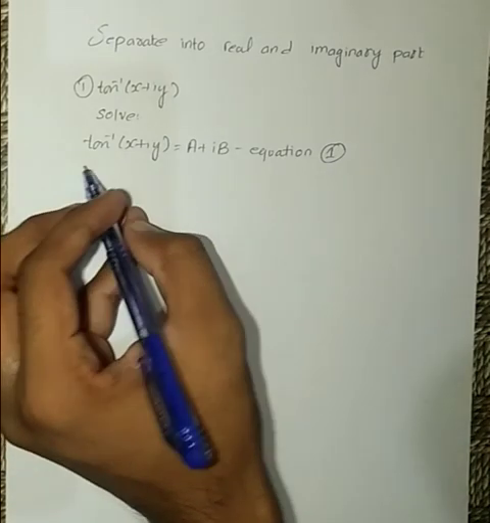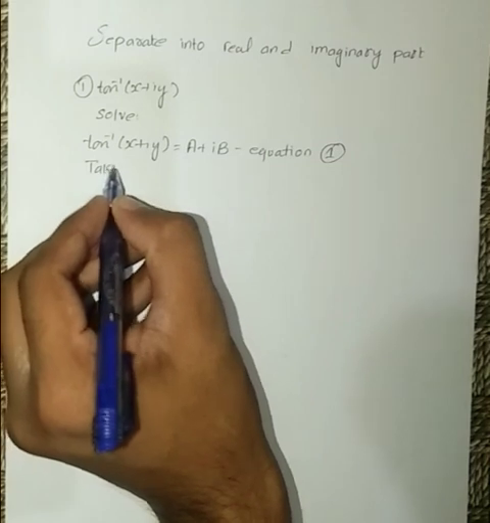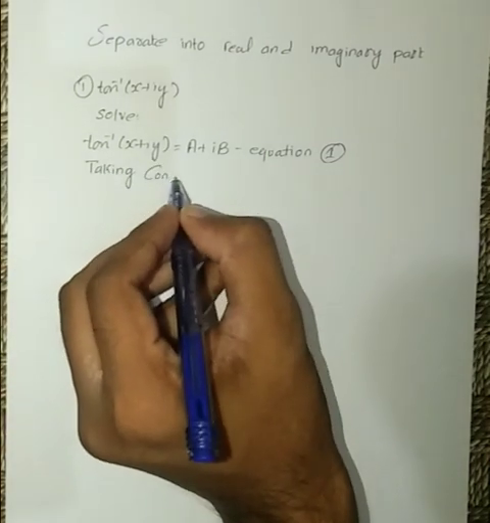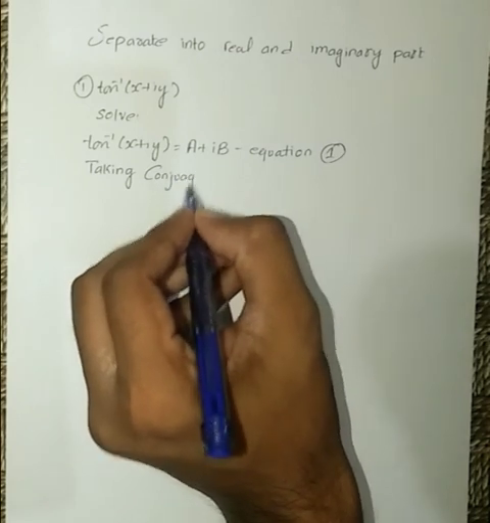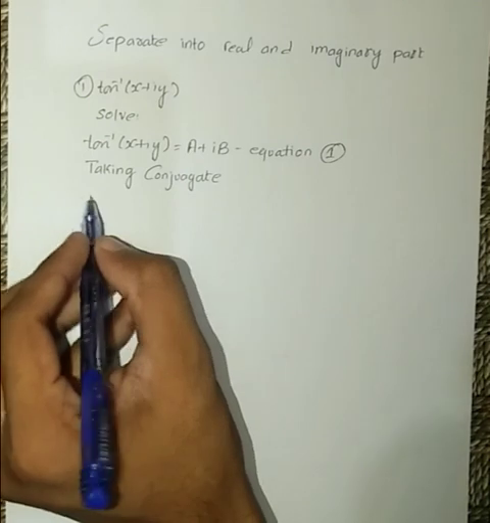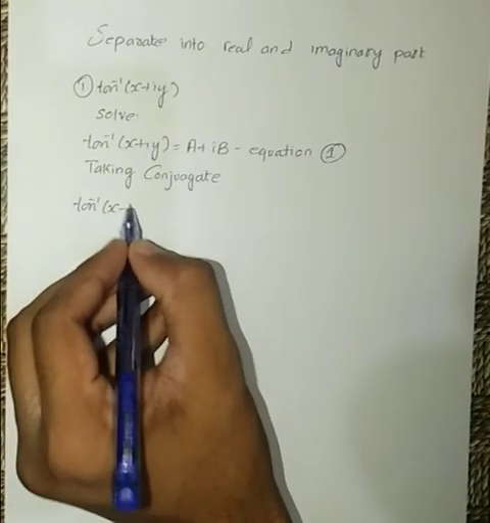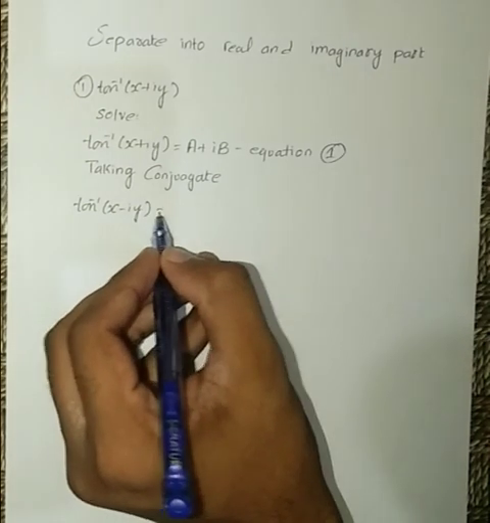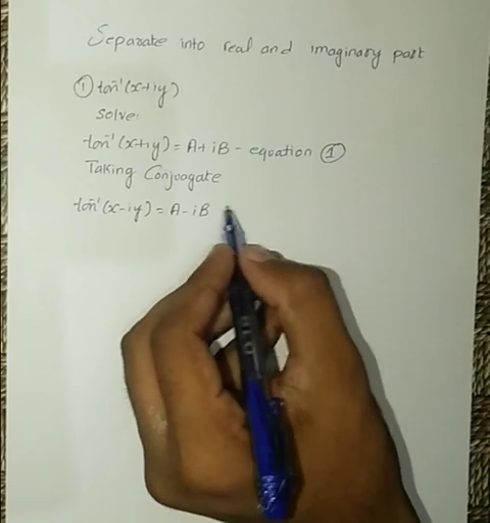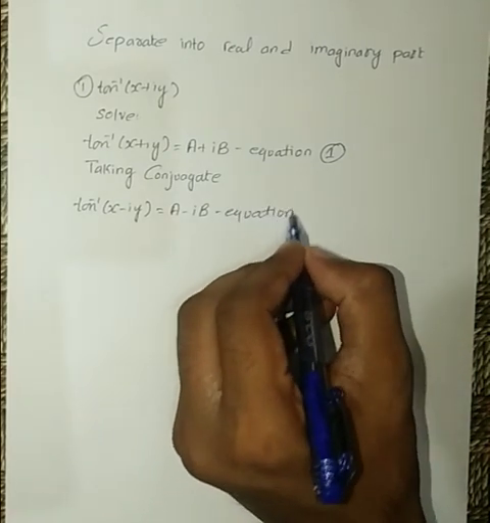And I have taken the conjugate. I have written the command taking conjugate, and conjugate means that the imaginary part sign has changed. So I have named it equation number 2.